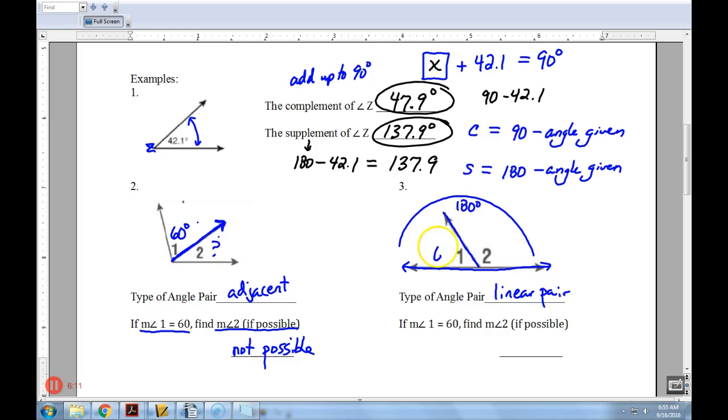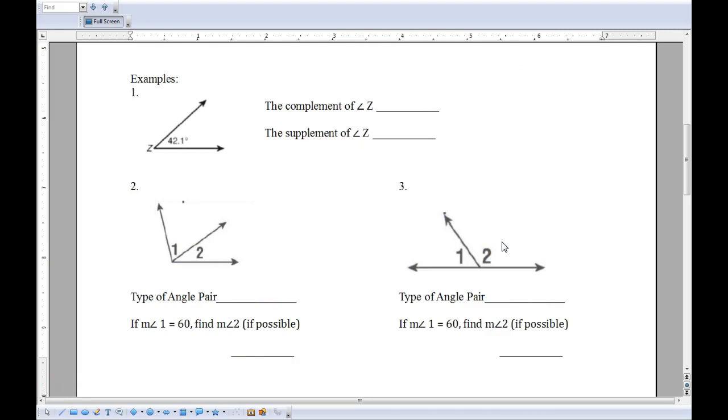And if the measure of angle 1 is 60, I now can find the other angle, because this angle has to be 180 take away 60, or 120 degrees. So now I know that the 60 plus the 120 adds up to 180, and everything does what it's supposed to do. All right, let's keep on rolling.